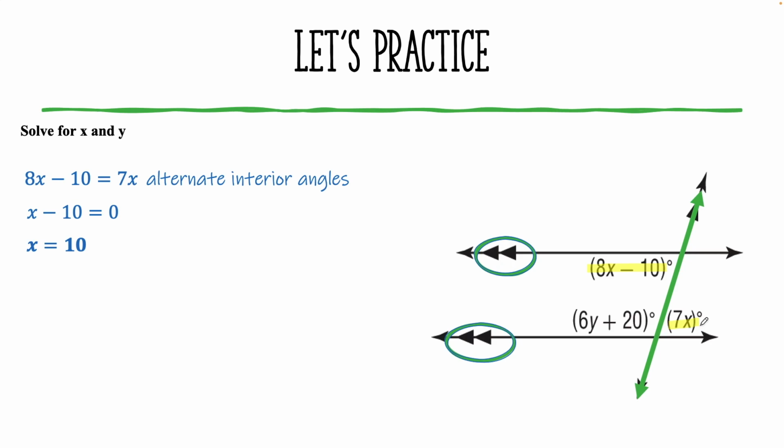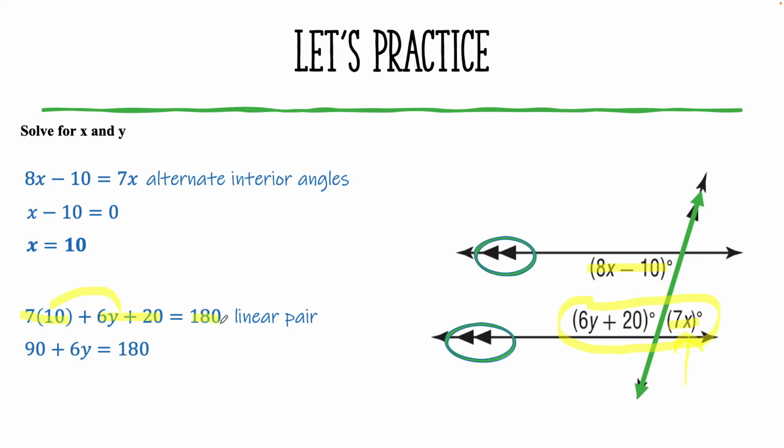Okay, now if x equals 10, I can plug that back right in here to that 7x, and then these two angles are a linear pair. Those have to add to 180. So we've got 7x here, and we know that x equals 10, and then 6y plus 20 here. Add these two angles together, and you get 180 because it's a linear pair. Those are supplementary. And then we can solve for y. So 90 plus 6y equals 180. Subtract 90 from both sides, divide by 6, and you get y equals 15.